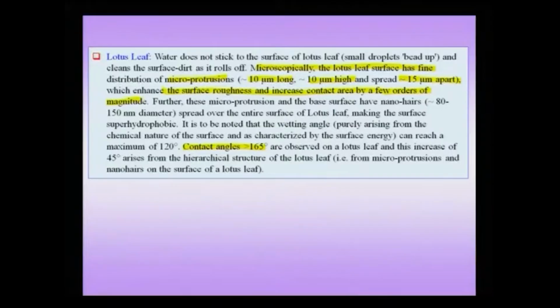But the structure does not stop there. Further, these micro protrusions and the base of the leaf itself have nano hairs, and these nano hairs are 80 to 150 nanometer in dimension. So, the heart of this whole superhydrophobicity is a nanostructure, and this nanostructure has a dimension of the order of 80 to 150 nanometers. And this is spread over the entire lotus leaf. That means it is present on the micro protrusions and also on the base of the leaf, making the surface superhydrophobic.